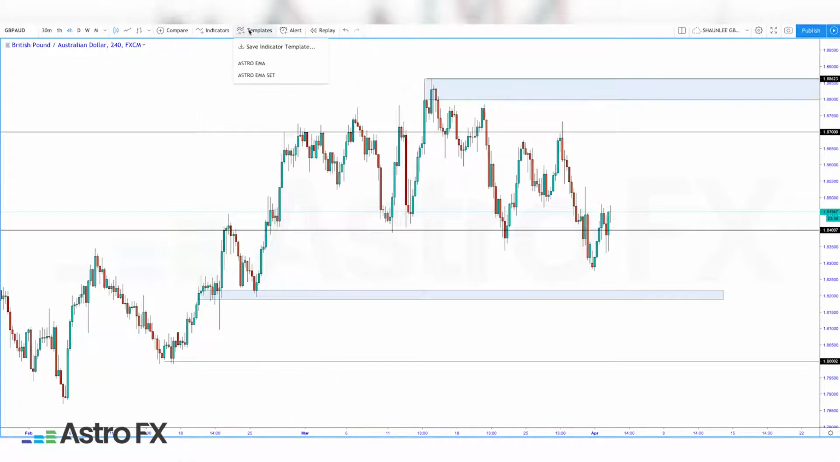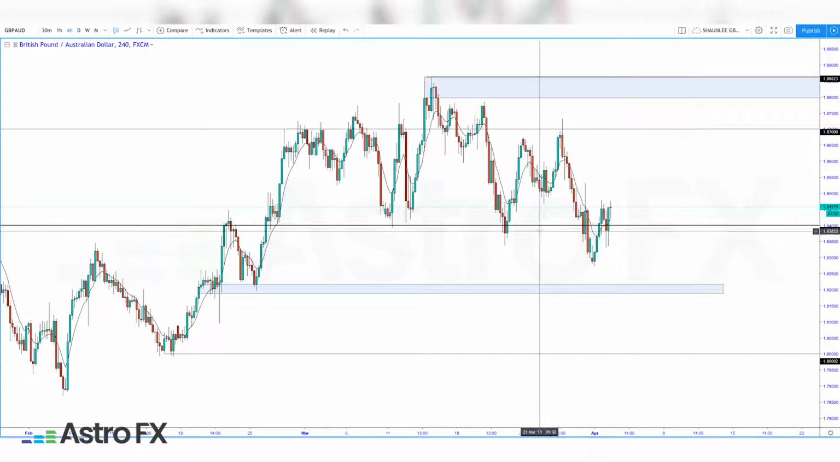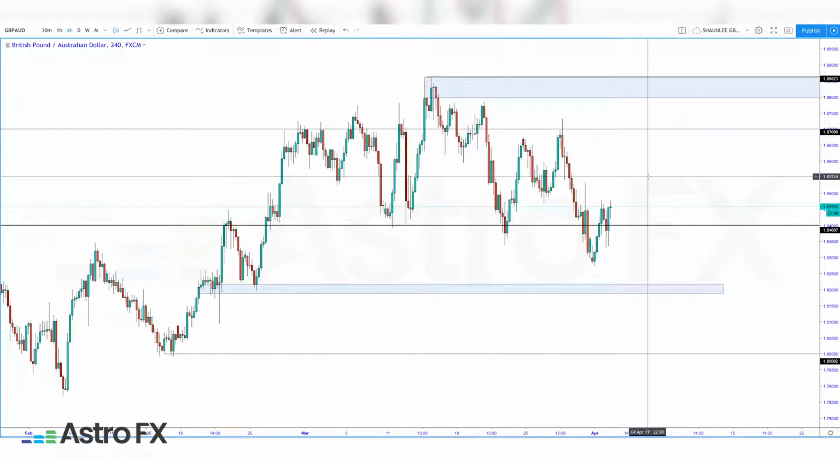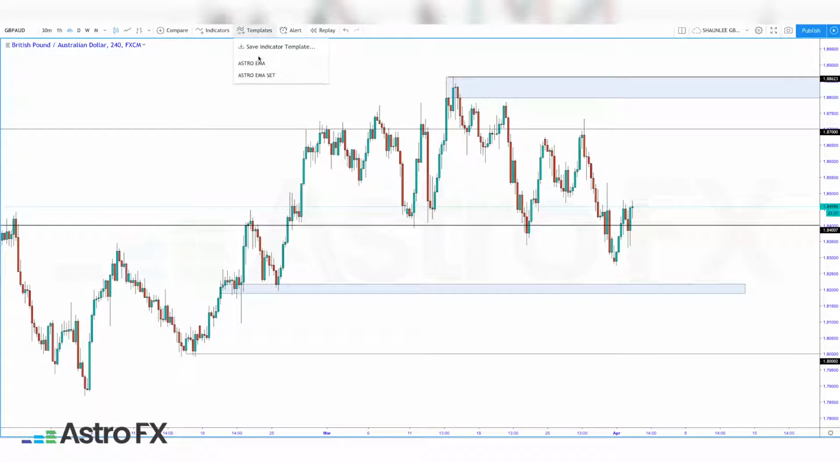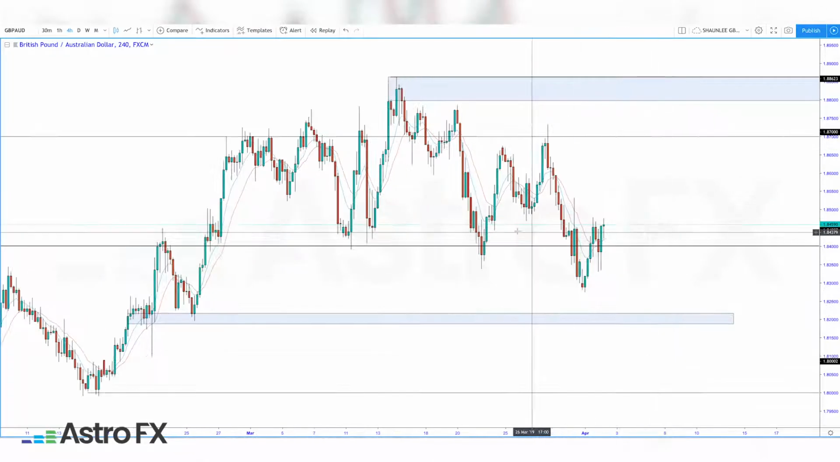So previously we set up the Astro EMA, which is right here, and it comes down to, number one, do you want any EMAs on your chart? Do you want just the 8 Astro EMA, or do you want the 8 and the 14? So let me go into the 8 and the 14. I've already set up the template for this.